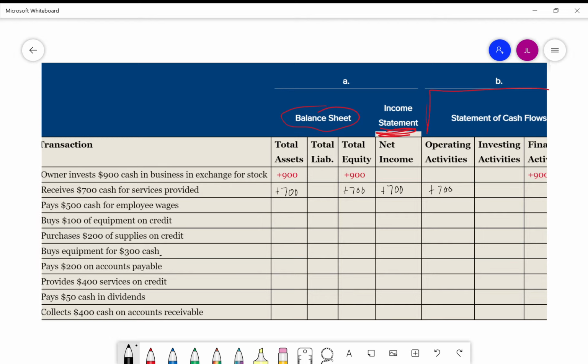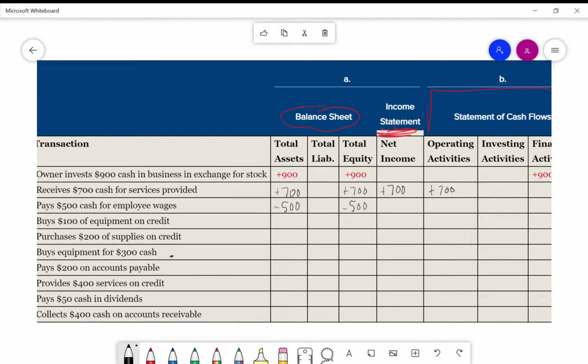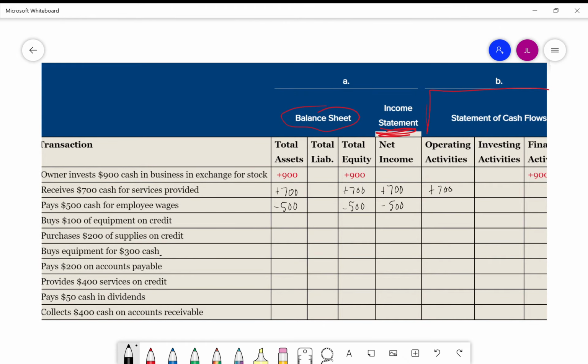The second one, you're paying $500 cash for employees' wages. Well, we paid cash. Cash decreases. Cash is an asset, so we're going to decrease cash by 500. Okay. We also need to remember that this is part of equity as well, so minus 500 here for equity. Net income, if we spend cash, cash goes out. This is a wage expense. It's going on the net income. And then as well, since these are wages that we pay, and this is part of what we do to make our money in operating activities, we will have minus 500.